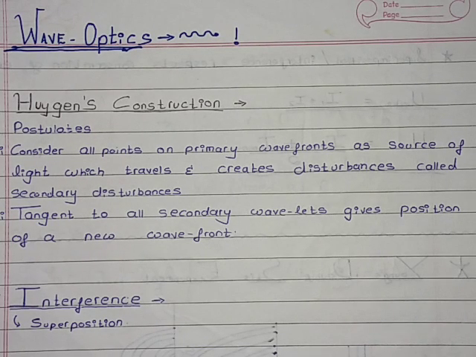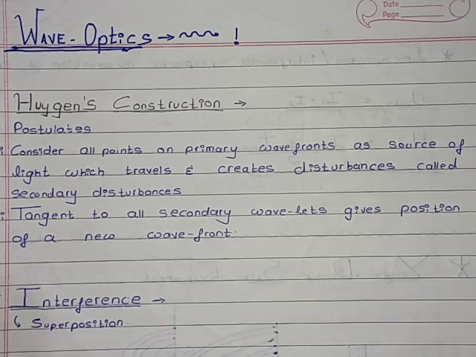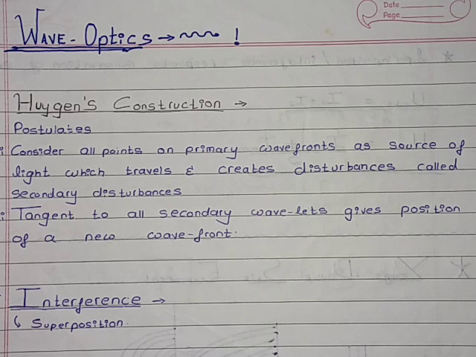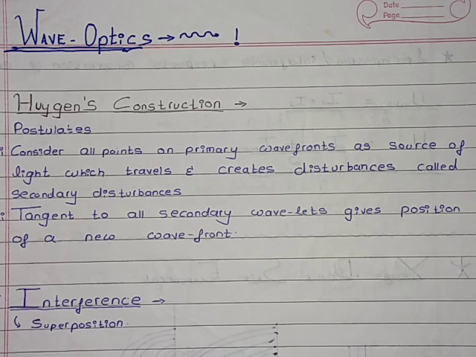Welcome to Sciencing Around, and this time I'm starting with optics. Yes, I'm starting with optics, and now I'm starting with wave optics. Now, what is wave optics? Let's see. Wave optics is nothing but the nature of photon or nature of light in the form of wave. In the form of waves, that's what we're going to see.